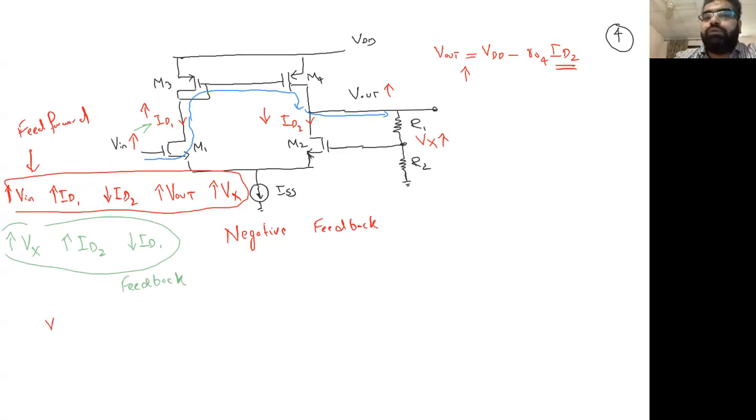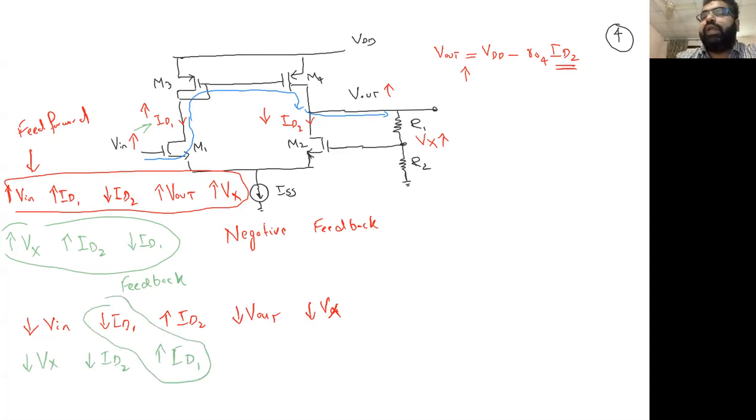V in goes down. If V in goes down, what will happen with ID1? ID1 will go down. What will happen with ID2? ID2 will go up. If ID2 goes up, what will happen with V out? V out will go down. What will happen with Vx? Vx will go down. If Vx goes down in the feedback path, what will happen with ID2? It will go down. What will happen with ID1? It will go up. So again, opposite, negative feedback. This system is a negative feedback system, so we can analyze this one.